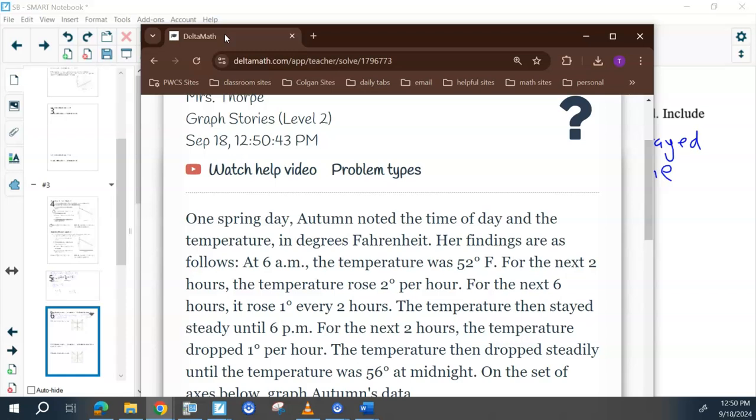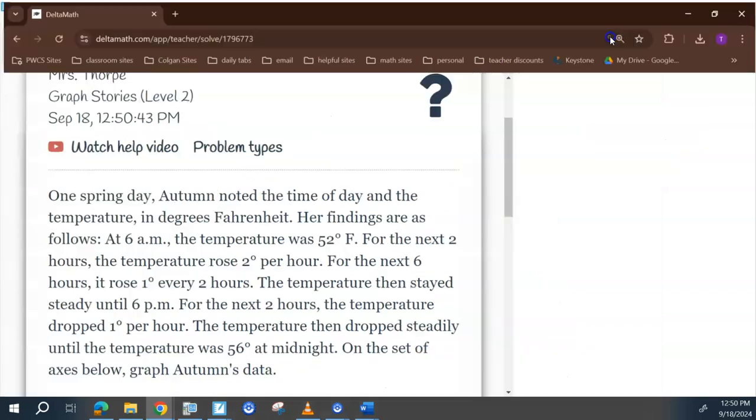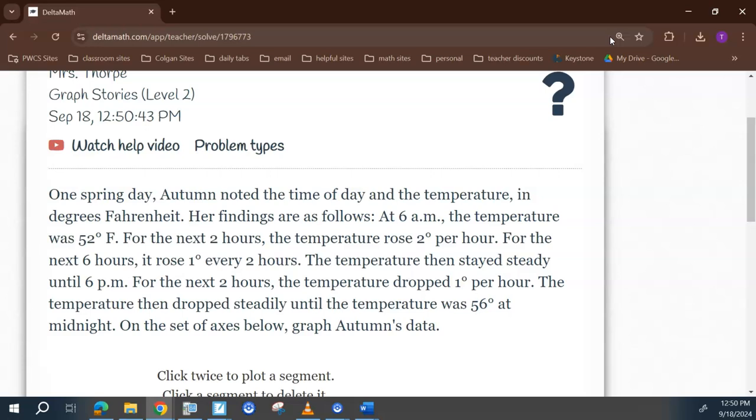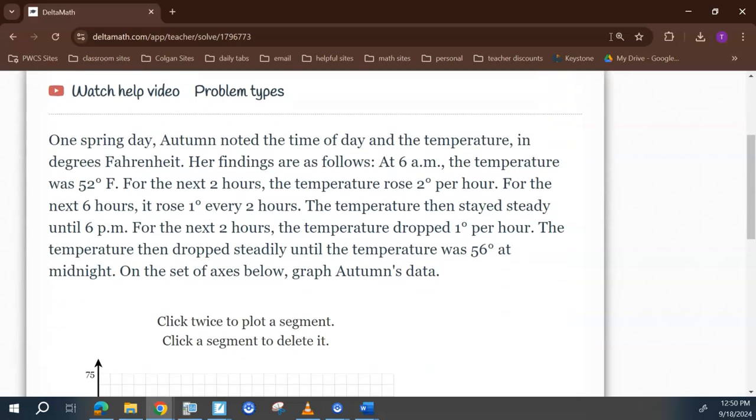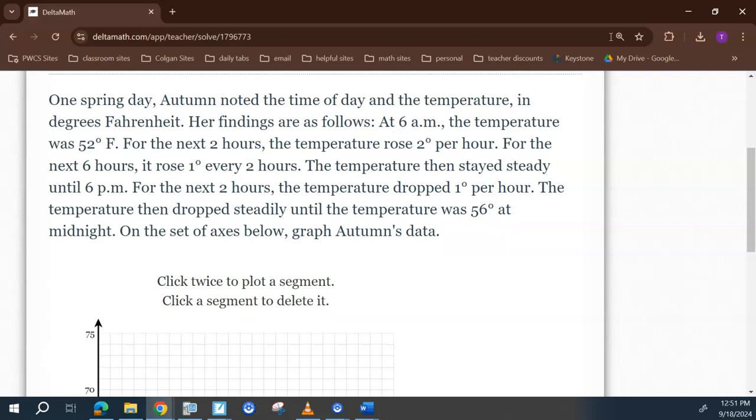So if you've not finished this, make sure you go back and do it because it was formative. But this is towards the end, the graphing stories. So you are given this story and you have to read through it and plot the points at the same time. I don't know if it's going to let me. We'll see. Okay, so on a spring day, Autumn noted the time of day and temperature in degrees Fahrenheit. Her findings are as follows. At 6 a.m., the temperature was 52 degrees.